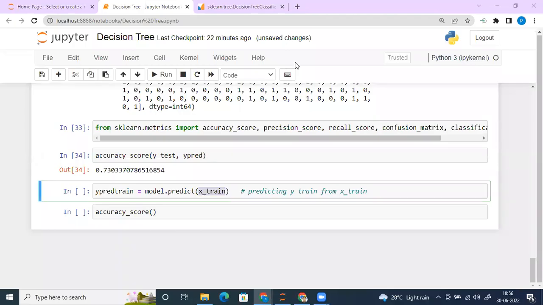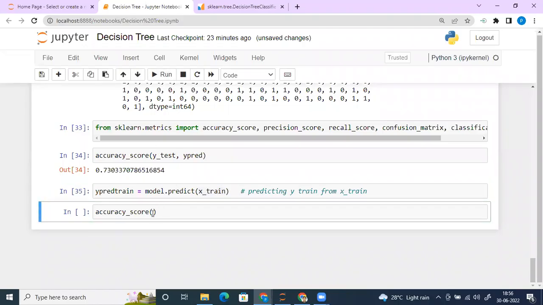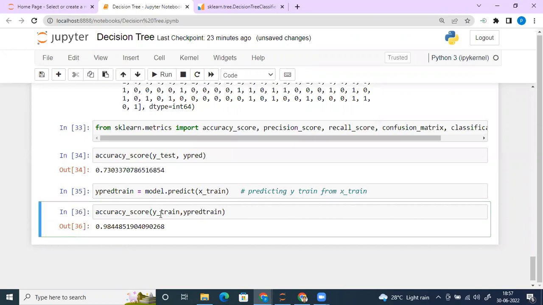Let me execute this. Now let me check what we need for y_true. In this case, the actual value is y_train, and the predicted value is y_pred_train. Let me execute this. See the accuracy, everyone. What is the accuracy? 0.98448, which in percentage is 98.44%. So this is your training accuracy that you are seeing right now.